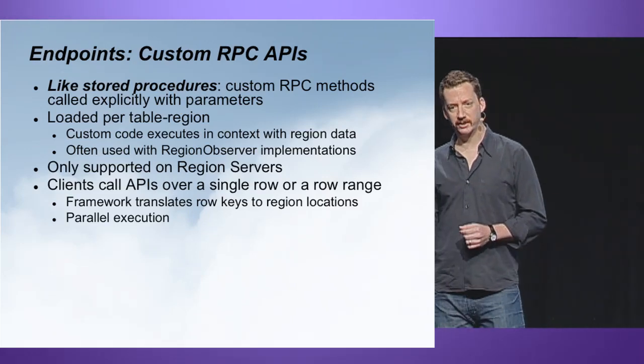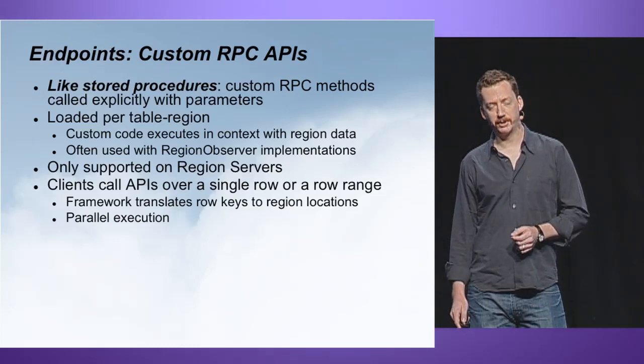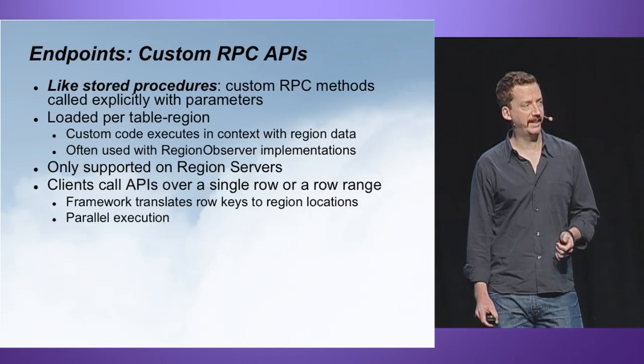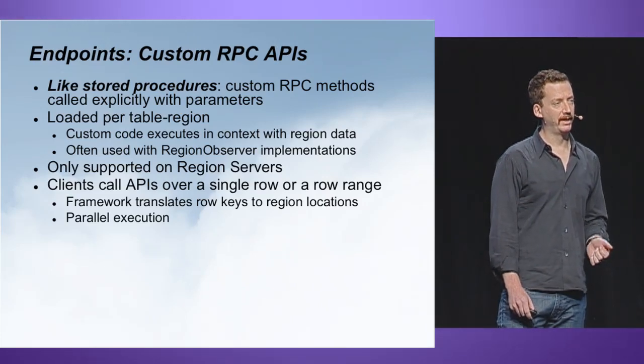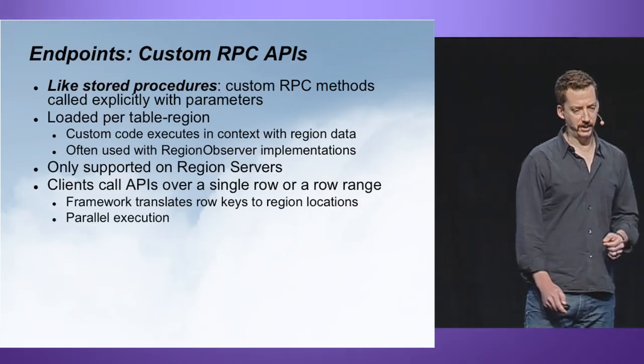As I mentioned before, clients make a call over a single row or range of rows, and the coprocessor framework will transparently split those calls into a separate RPC per table region, and then combine the results at the end to return to the calling code.